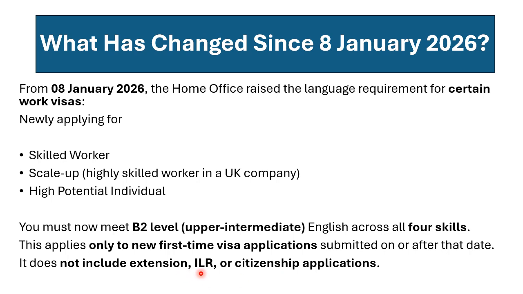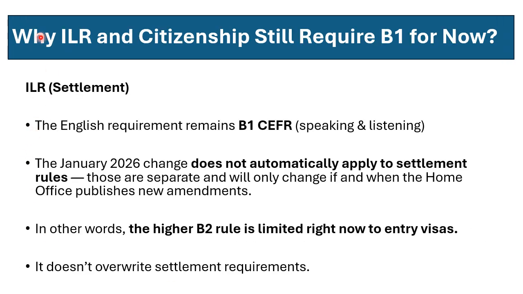And if you are applying for indefinite leave to remain or British citizenship, you still don't need B2, you still need B1. I'll explain it in the next slide. So why do ILR and citizenship still require B1 for now? If you're applying for indefinite leave to remain, which is the settlement visa, the English requirement remains B1 CEFR, which is the Common European Framework. That is speaking and listening only, no reading and no writing. So the January 2026 change does not automatically apply to settlement rules. Those are separate and will only change if and when the Home Office publishes new amendments.